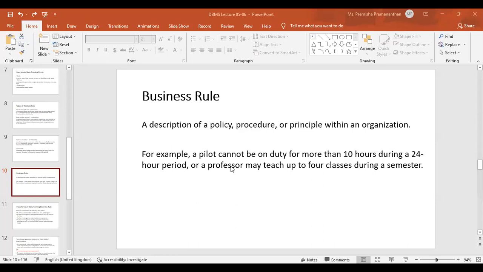When it comes to the health sector, I think nowadays they also have some limitation on overtime, right? So likewise, we have to put our business rules into that database also.